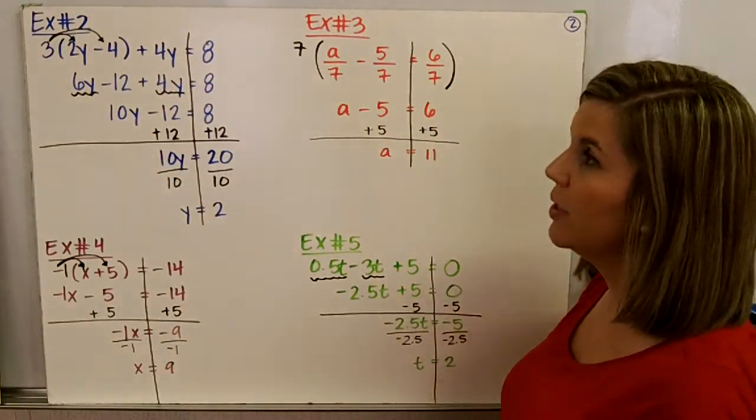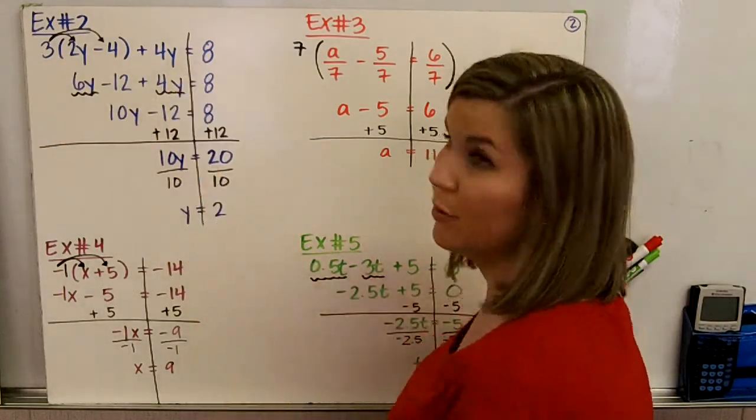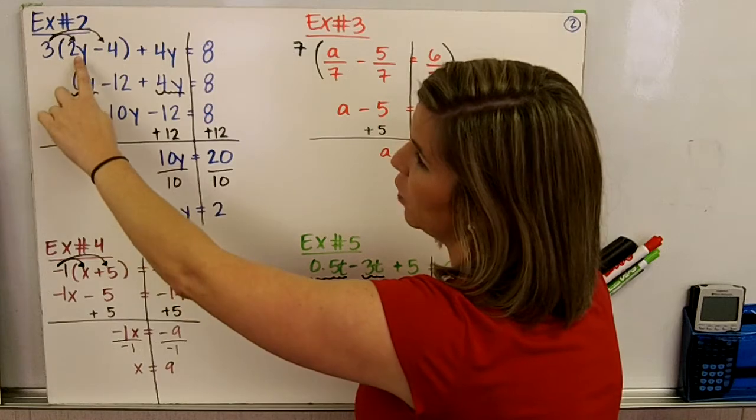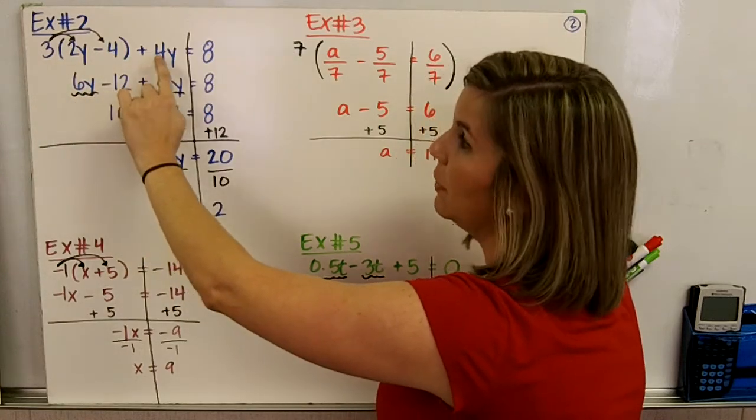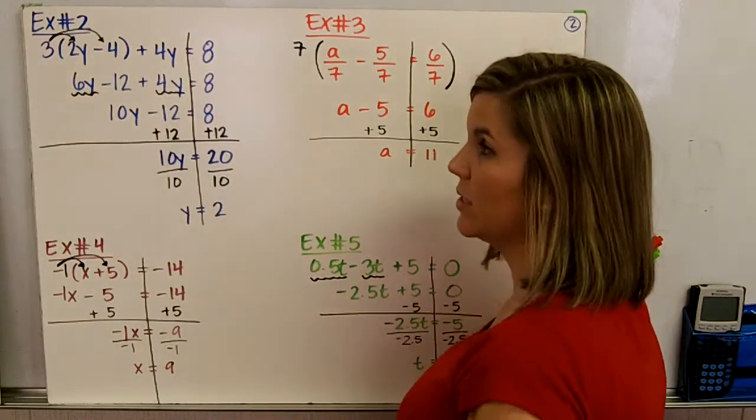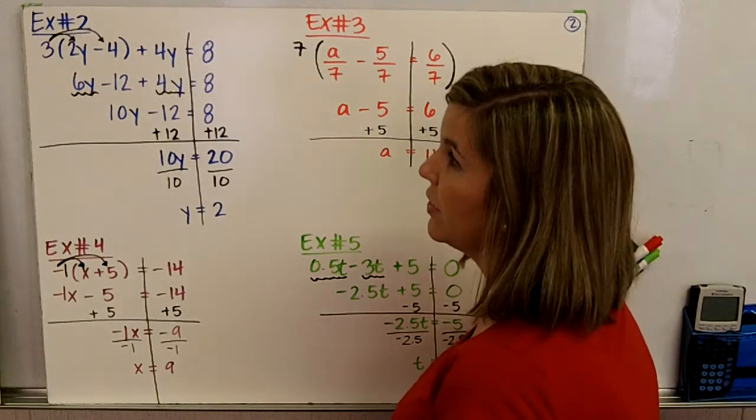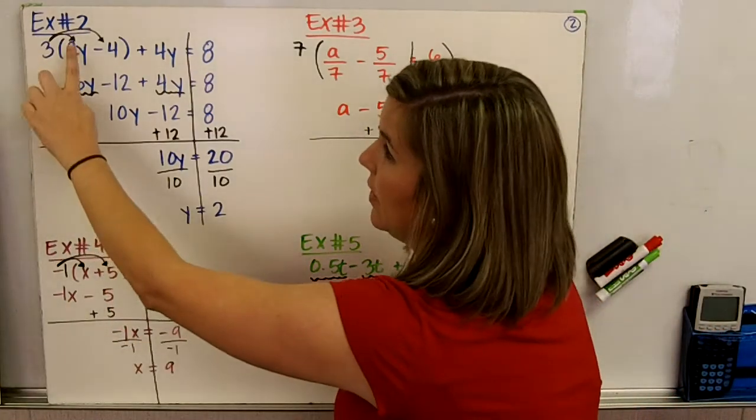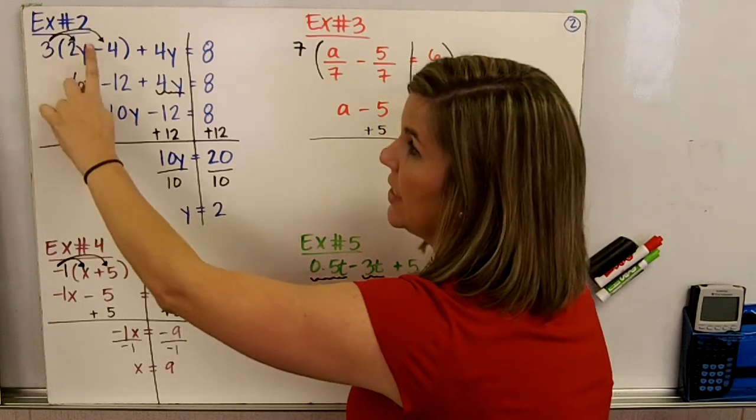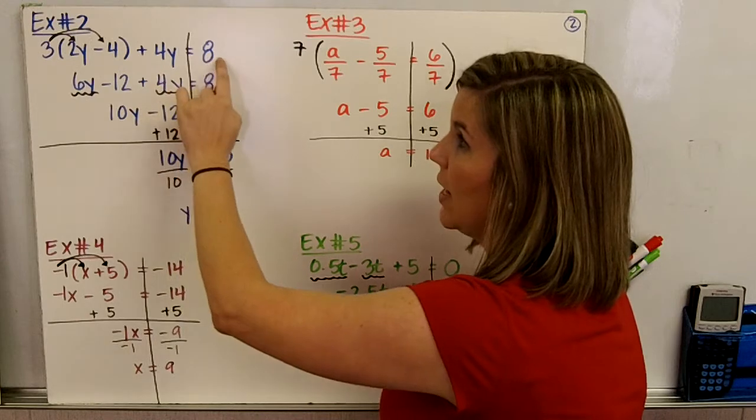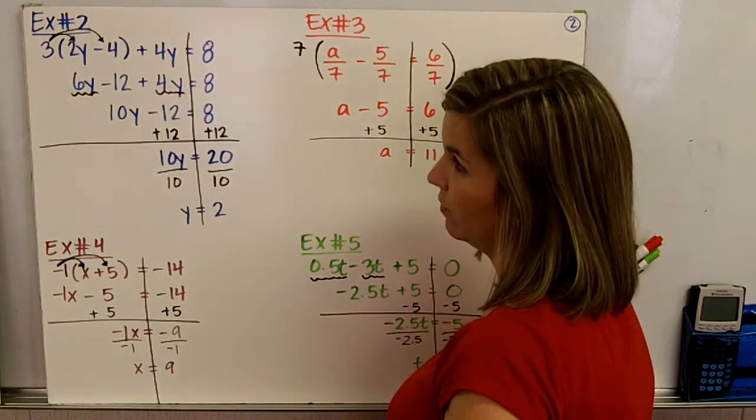Example number 2. Everything you see in blue is the original equation: 3 times the quantity 2y minus 4, plus 4y equals 8. Step 1, distribute to get rid of parentheses. 3 times 2y is 6y. 3 times negative 4 is negative 12. Carry down plus 4y and equals 8.